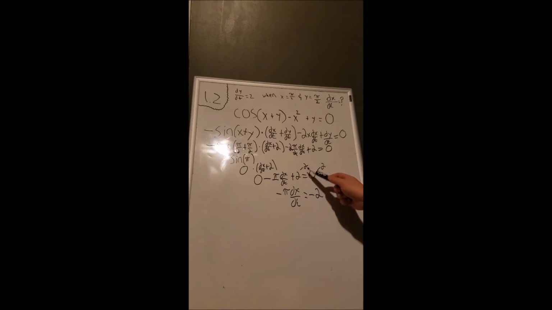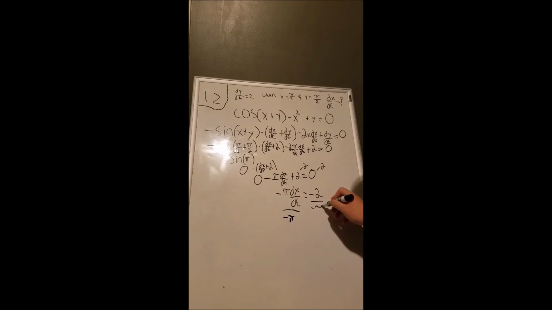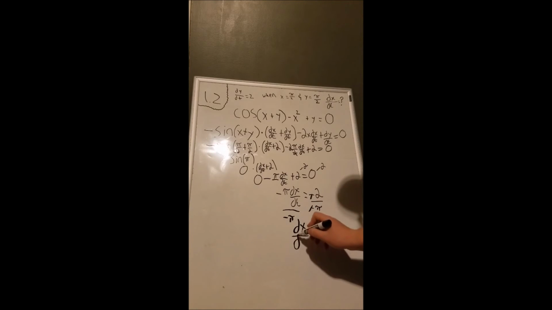Our next step in solving for dx dt is to move over the 2, which leaves us with negative pi dx dt is equal to negative 2. Alright, the next step is to divide by negative pi, which will give us our answer. Dx dt is equal to 2 over pi, since the negatives cancel out. And that is our dx dt, our final answer.